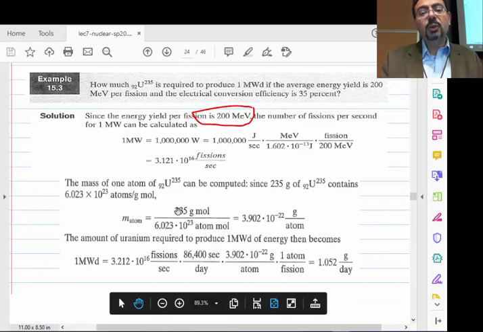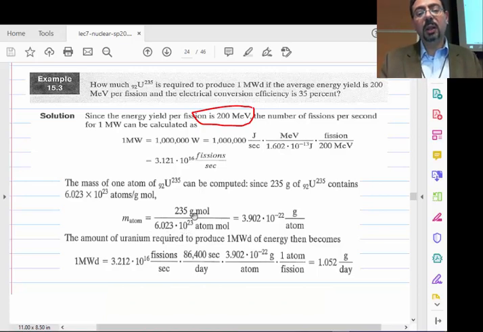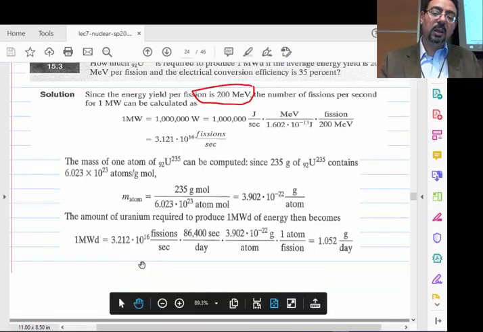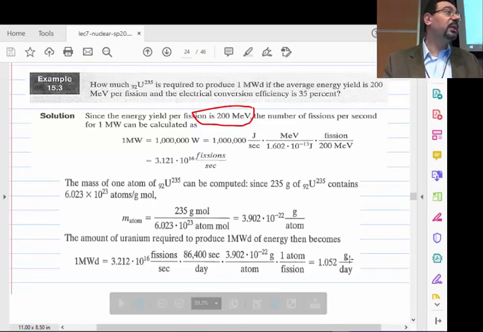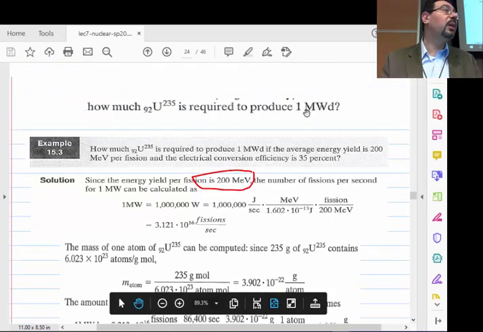Alright, so 235, that is the molecular weight, and this is how many atoms in 1 mole, and you divide over this, and that will be the gram per atom. Okay, so we know how many atoms we need, because we know how much energy is required and how much energy comes from breaking 1 atom. Alright, so you multiply this times the weight of 1 atom, and you will figure out how many grams you require per day. So 1 gram of U-235 per day will generate 1 megawatt-day. So that is 1 megawatt running for the whole day.